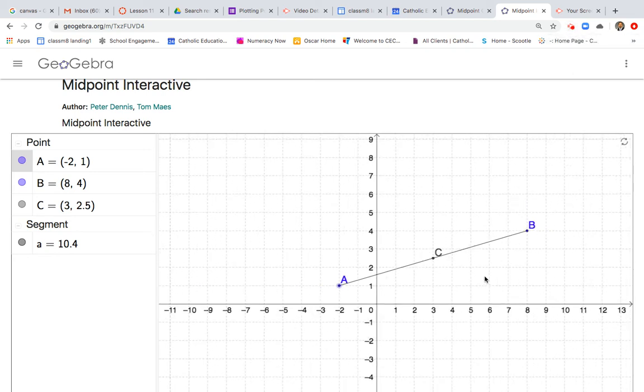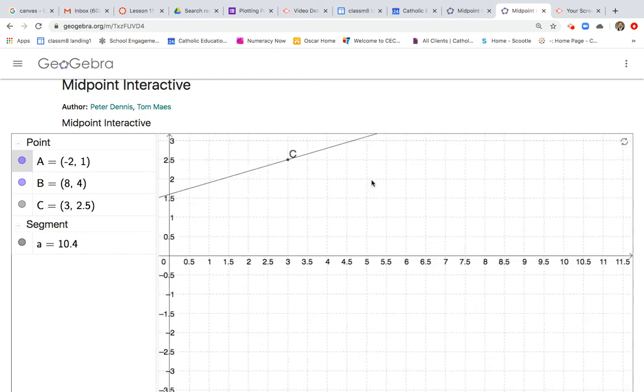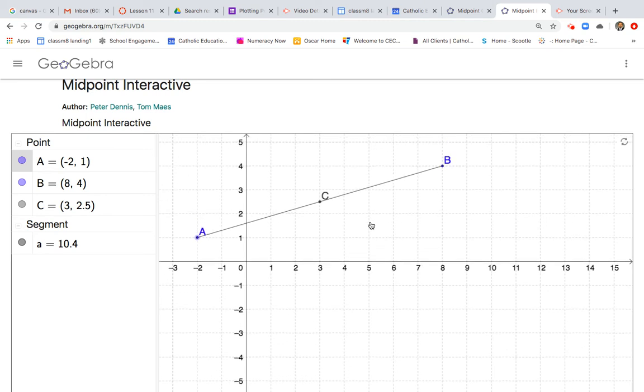It doesn't matter. Let's enlarge it a bit. Don't you hate that?